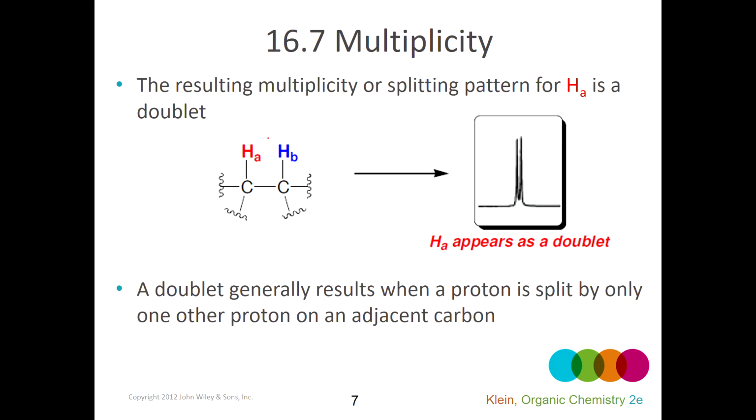In some of the molecules, hydrogen B increases the energy required to excite hydrogen A. And so I see a slightly different signal. In other molecules, hydrogen B is aligned in the opposite direction, and it decreases slightly the energy required to excite hydrogen A. And so I also see a signal for that. And they're equal in height because there's equal probability that hydrogen B will be aligned with or against the magnetic field at any given moment in time.